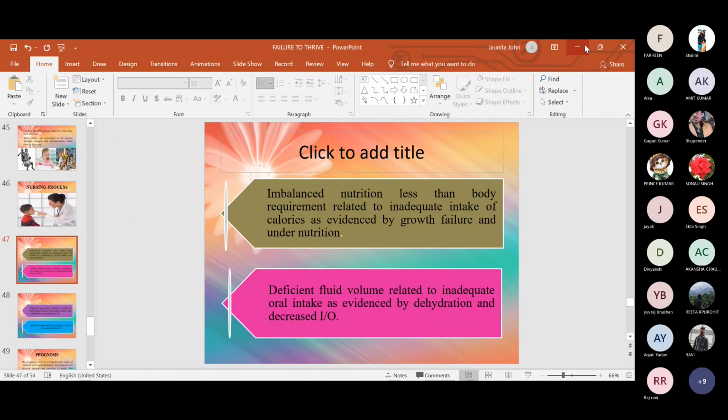Why are they not being absorbed? As evidenced by decreased feeding. The baby is not eating anything, that is why the nutrients are also not being absorbed. Because of that, what is happening? Imbalances in the nutritional status of the baby. Next, you can even write parental knowledge deficit in the last point. You can write parental knowledge deficit regarding the particular disease condition, or regarding the treatment and the disease condition.